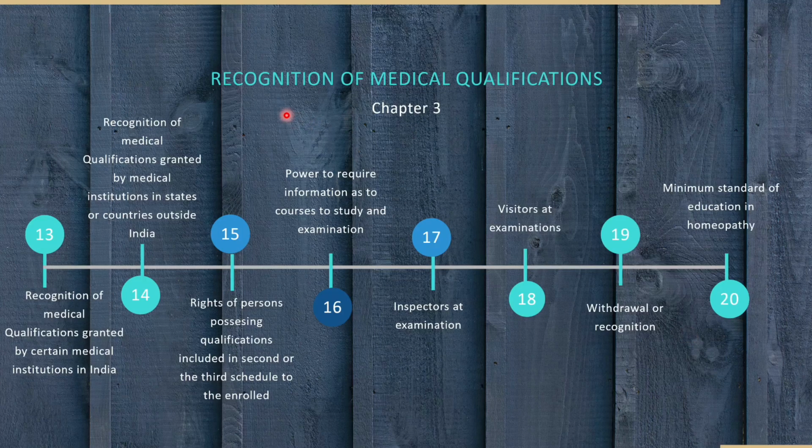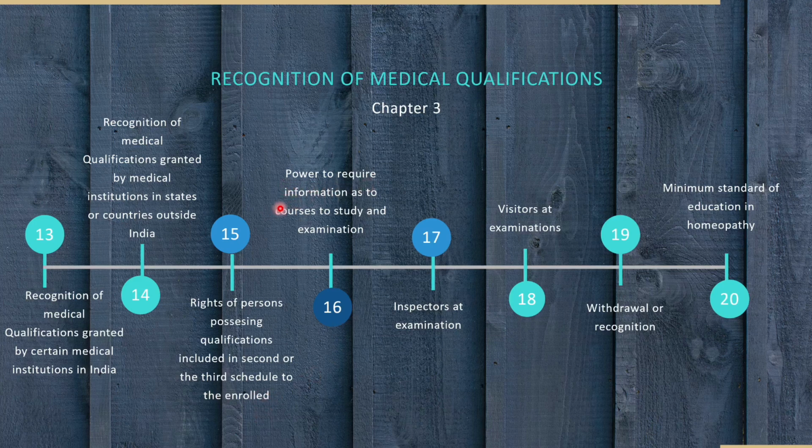Now let's start our chapter 3, that is recognition of medical qualifications. In this we will be dealing with different points from point number 13 to point number 20. That is, in short, under point 13 we will be discussing recognition of medical qualifications granted by certain medical institutions in India, and under point number 14 we will be dealing with recognition of medical qualifications granted by medical institutions in states or countries outside India, and point number 15 we will be dealing with the rights of persons possessing qualifications included in second or third schedule to be enrolled.